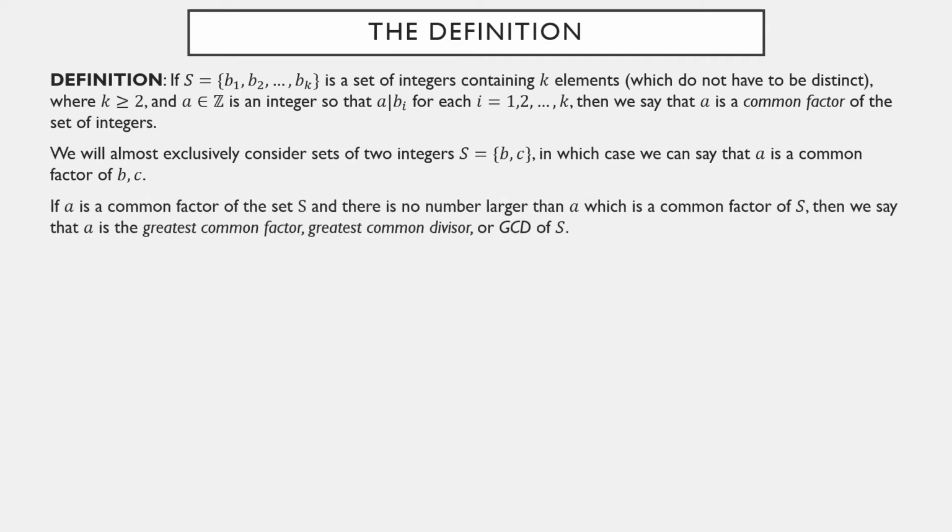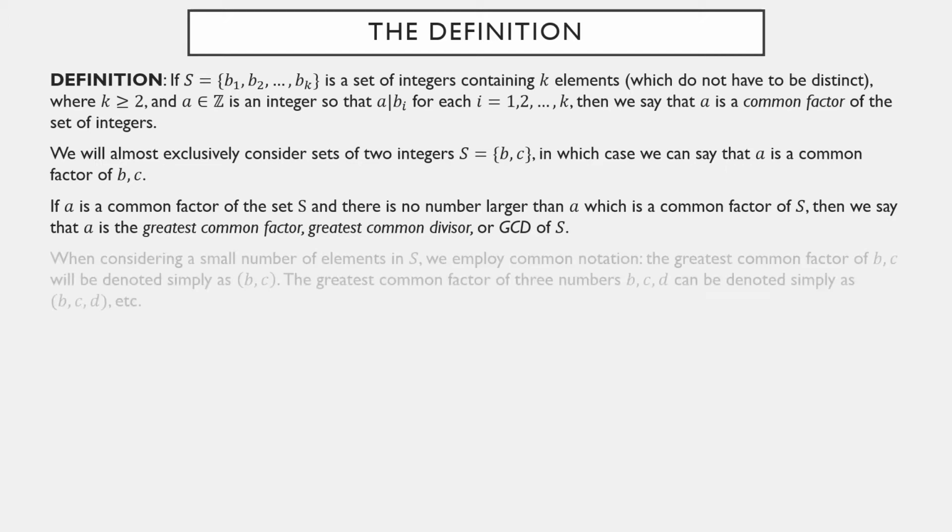If a is a common factor of a set and there's no larger integer which is a common factor, then we say it's the greatest common factor, or greatest common divisor, abbreviated GCD, of the set. So not only does it have to be a common factor or a common divisor of everything in the set, it's the biggest of all integers that has this property, if such a thing even exists.